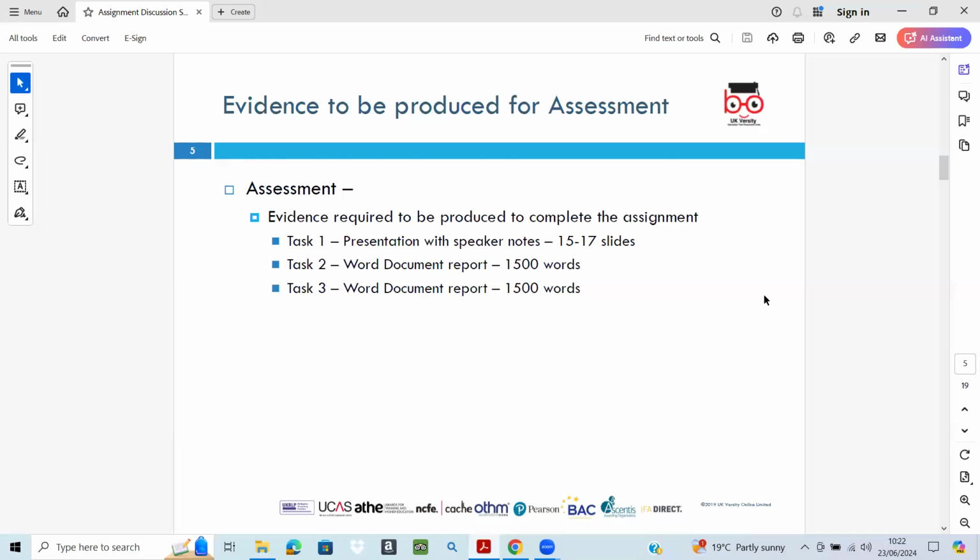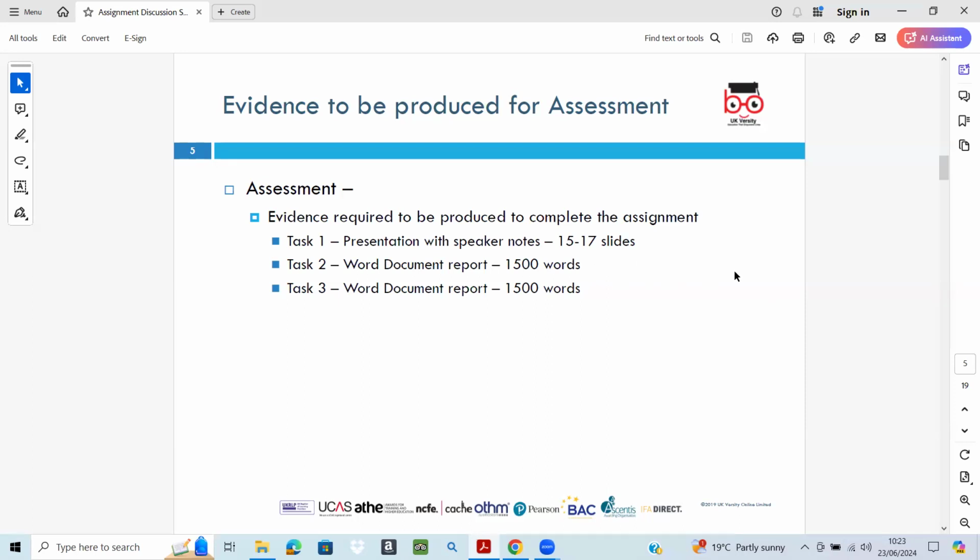So for this assessment, we have three tasks. Task one is a presentation with speaker notes. Make sure that we include the speaker notes, and it should be 15 to 17 slides. We need to develop a visually engaging presentation with 15 to 17 slides that cover the key aspects of human growth and development discussed in Unit 3.